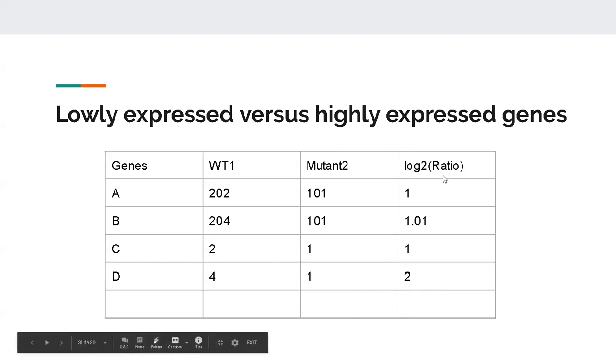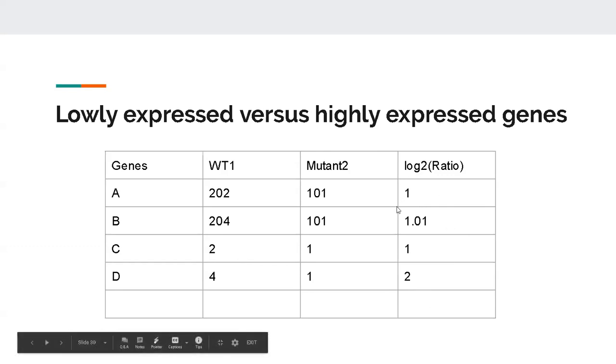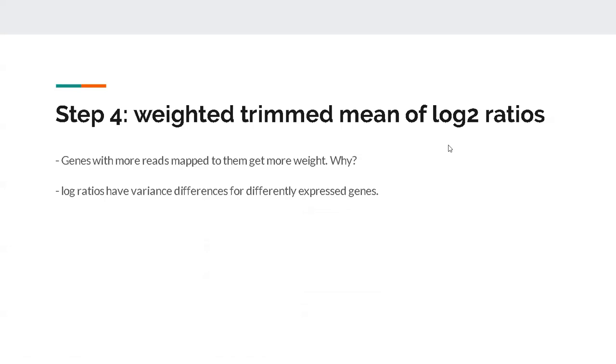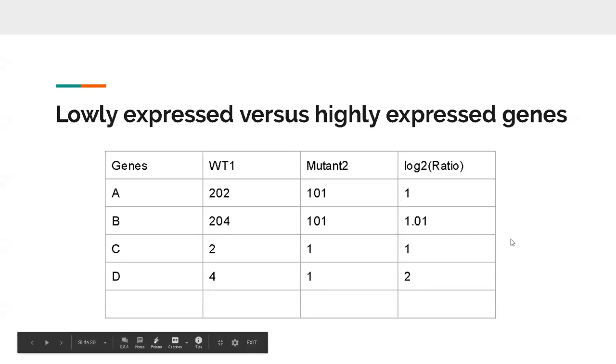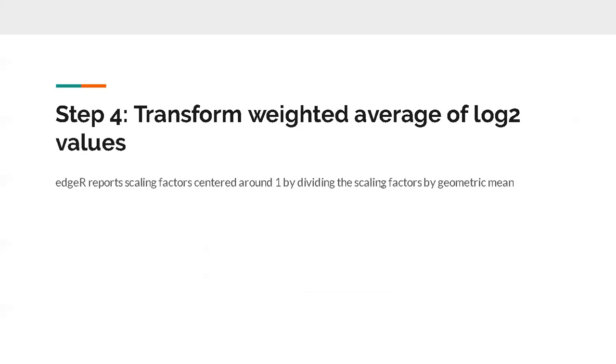So therefore you need to give more weight to these genes as compared to the other genes, and by doing so you are then normalizing for this effect, where you can get log2 ratios which could be misleading as compared to the raw read counts which you have got over here. So that's exactly why we have to weigh your genes according to the number of reads that are mapping, and that's exactly what edgeR also does. And finally, it scales everything around 1.